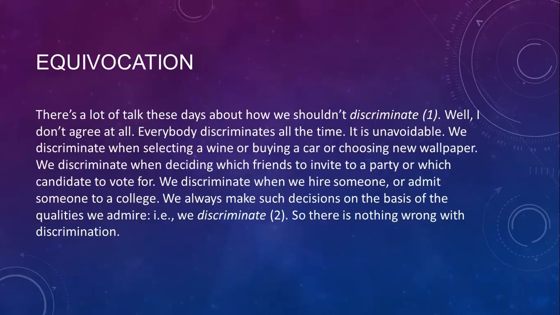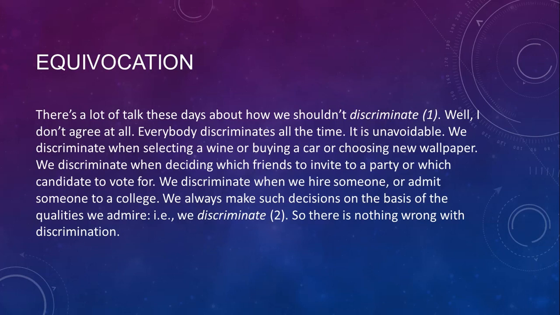Let's do a quick example here. There's a lot of talk these days about how we shouldn't discriminate. Well, I don't agree at all. Everybody discriminates all the time. It's unavoidable. We discriminate when selecting a wine or buying a car or choosing a new wallpaper. We discriminate when deciding which friends to invite to a party or which candidate to vote for. We discriminate when we hire someone or admit someone to a college. We always make such decisions on the basis of qualities we admire, i.e. we discriminate. So there's nothing wrong with discrimination, too.